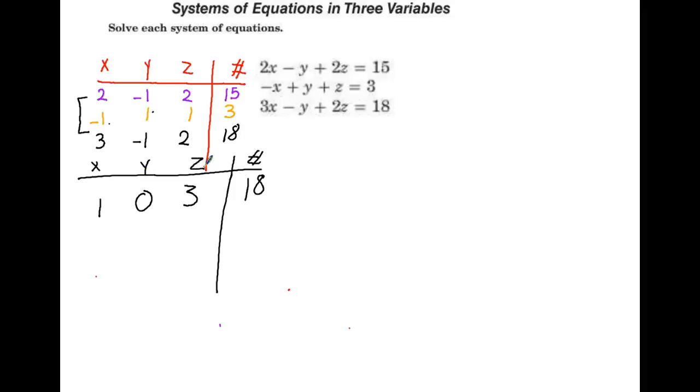Okay, now let's look again. Do I have any other columns? So I mixed the first and second, I added them together. Can I do the same with the second and third? Yes, because this one and the -1 as well. They're equal numbers but opposite signs. So let me add both of these equations.